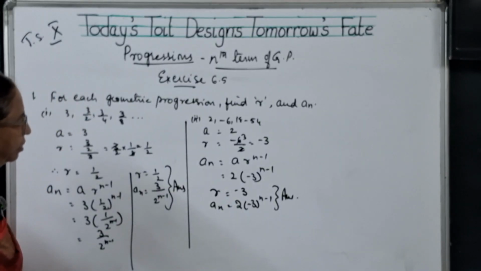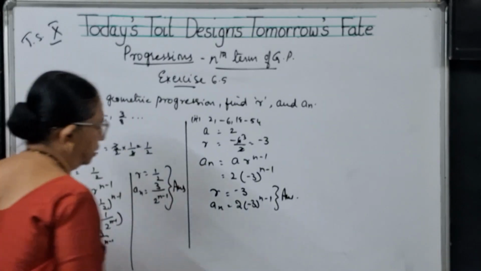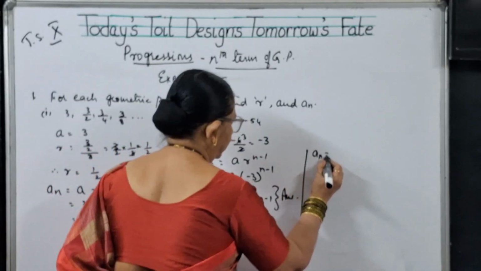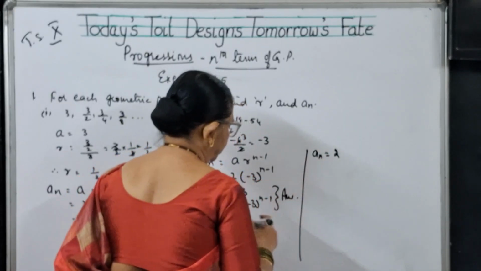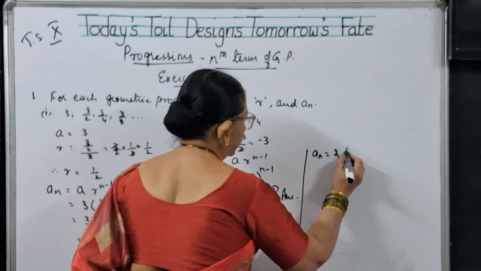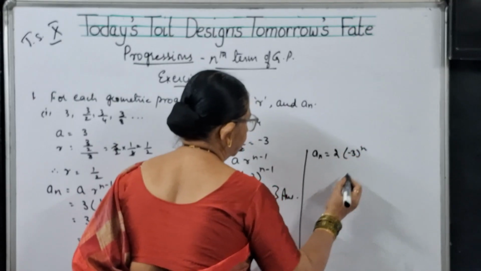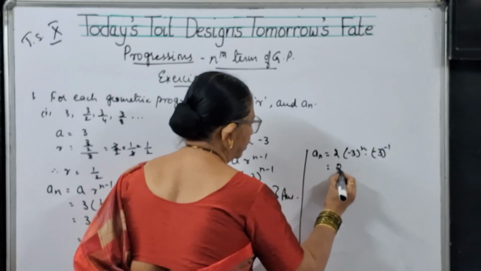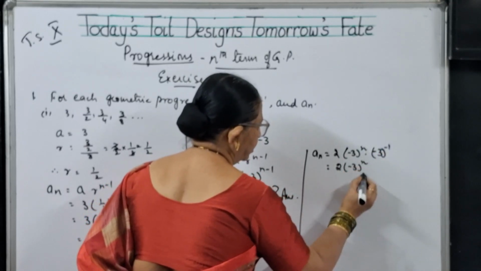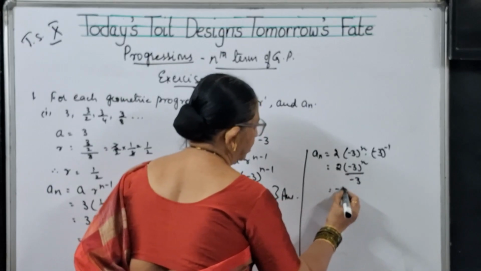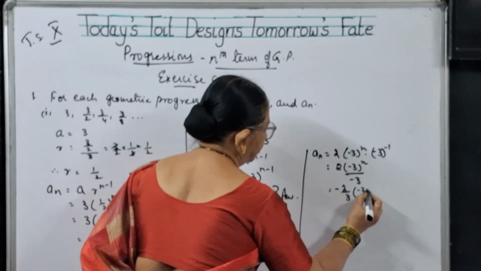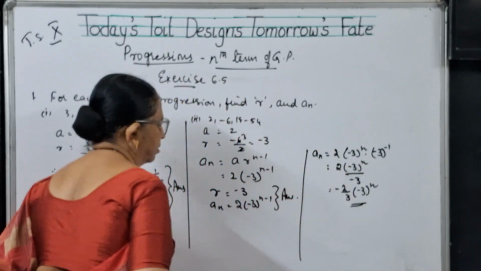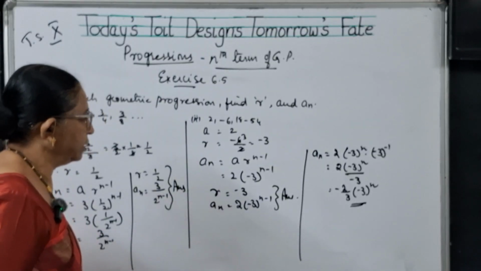In case you want to do further, children, an is equal to 2 into minus 3 to the power of n minus 1 can be written as minus 3 to the power of n into minus 3 to the power of minus 1. That means 2 into minus 3 to the power of n by minus 3. That is minus 2 by 3 into minus 3 to the power of n. Even in this way you can do, whichever is convenient for you, children.